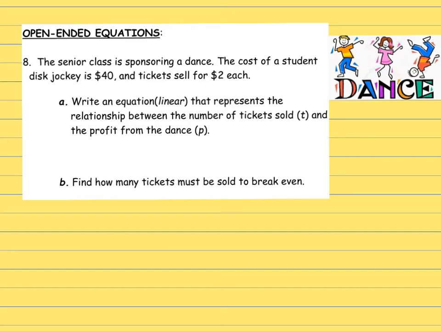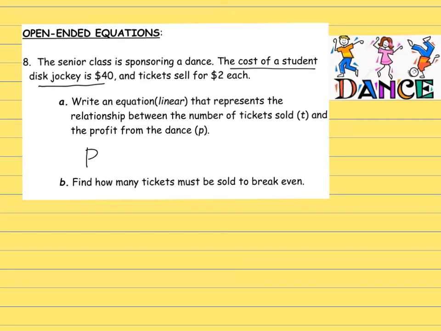So, referring to part A, writing the relationship between the number of tickets sold and the profit from the dance, we know that the cost of the student disc jockey is $40. Okay, so that is an outgoing cost that's constant and does not represent a profit. That's something that has to be paid, and this disc jockey is pretty cheap. So this disc jockey is going to have to be paid before you start making a profit.